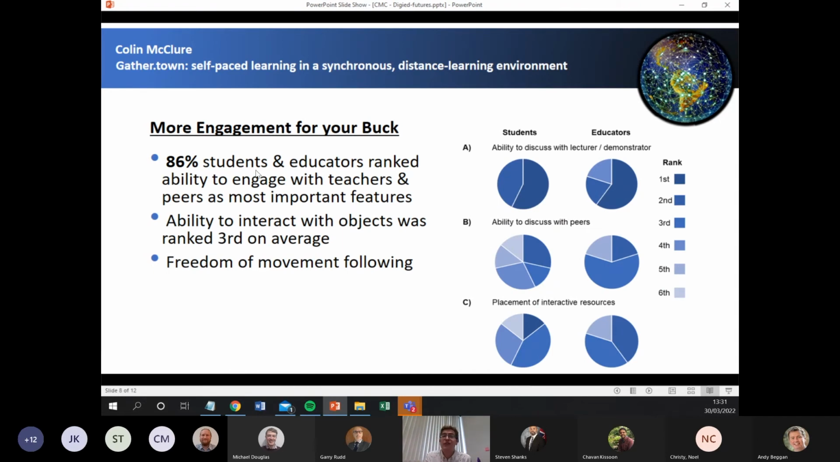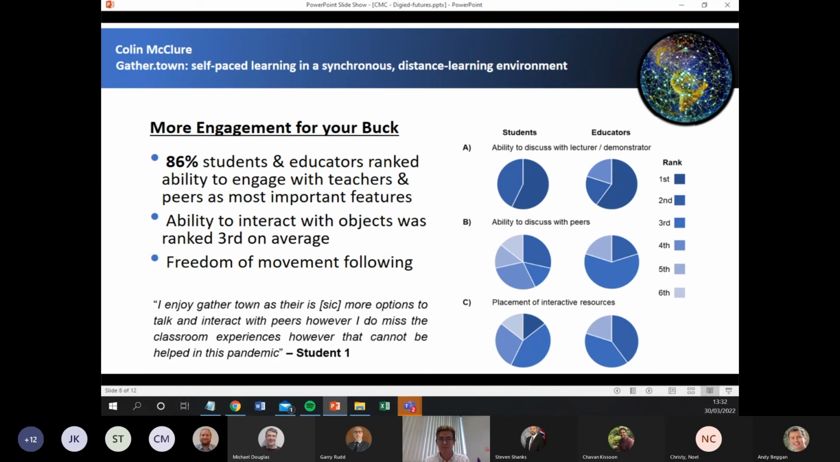So we've seen that 86% of students and educators rank the ability to engage with teachers and peers as being the most important features of the process. So we give them 6 different features of the program. And 86% of them said it was mostly the ability to discuss with lecturers, the ability to discuss with peers, that they really enjoyed about this relative to other static video conferencing software such as Microsoft Teams. And then the ability to interact with objects was ranked 3rd in this environment. So they're able to interact with the presentation and in their own space. So the student said that there was more options to talk and interact with peers. However, I do miss the classroom experience due to COVID.